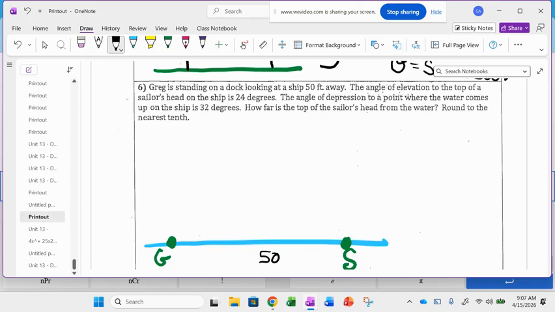Now, if Greg and the ship and the sailor are both dots on the ground, am I able to make an angle looking up? I can't. So what does that tell me? I have to give whose height? I have to give the sailor some height. So now here's my sailor.